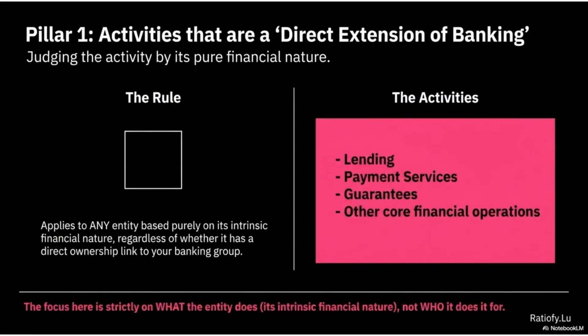Pillar 1 focuses on activities that are a direct extension of banking, such as lending, payment services, or guarantees. The focus here is strictly on the entity's intrinsic financial nature, rather than who it serves.